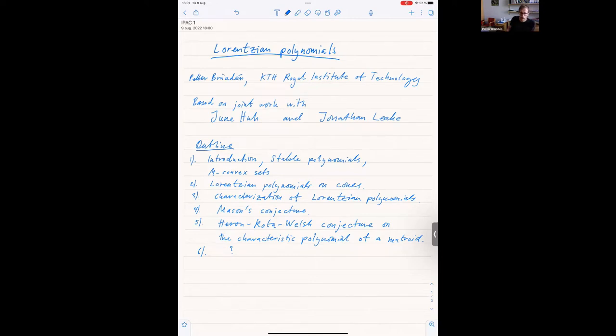But in a recent work with Jonathan Leake, we realized how to generalize this work to Lorentzian polynomials on cones, and by doing that we can prove, for example, the Heron-Rota-Welsh conjecture, which you cannot prove by just Lorentzian polynomials. So we'll give an elementary proof of the Heron-Rota-Welsh conjecture on the characteristic polynomial of the matroid, and before that a Lorentzian proof of Mason's conjecture. We'll start this series by talking first about stable polynomials and then about the theory of Lorentzian polynomials on cones. And I gather that in this seminar series, we should prove stuff. So my intention is to do that. We'll see how.